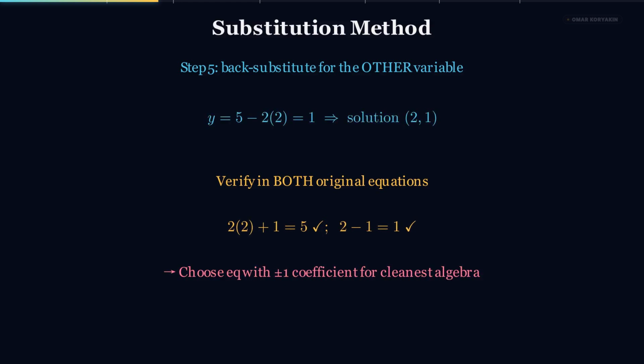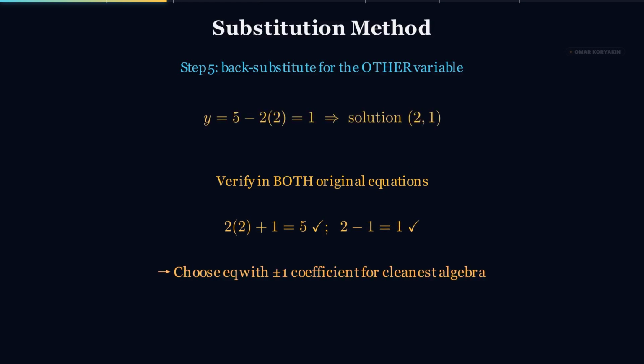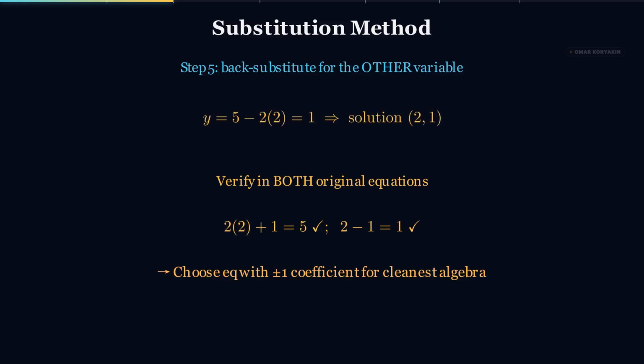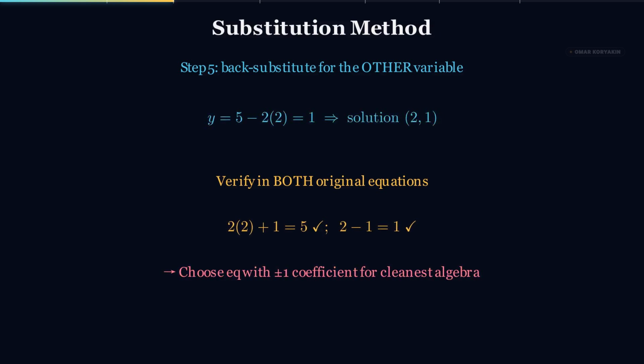Step 5 is back substitute. Plug the solved value into the original expression for the isolated variable from step 1 to find the value of the other variable. Both variables now have specific numerical values, and the system is solved. Verify by plugging both values into both original equations to confirm both are satisfied. The verification catches any algebraic slip in steps 1 through 5 and is essential for reliable answers.